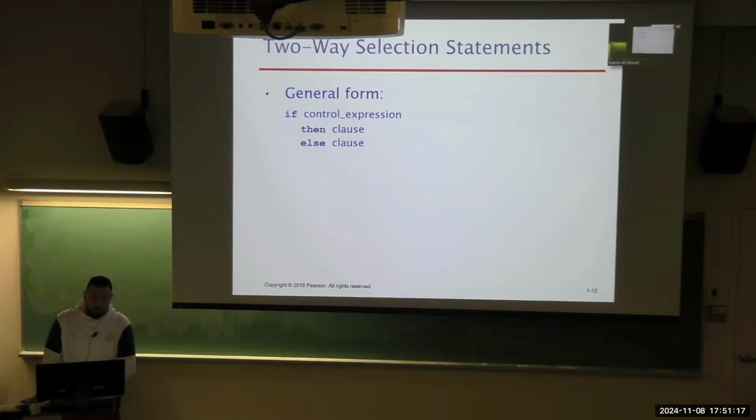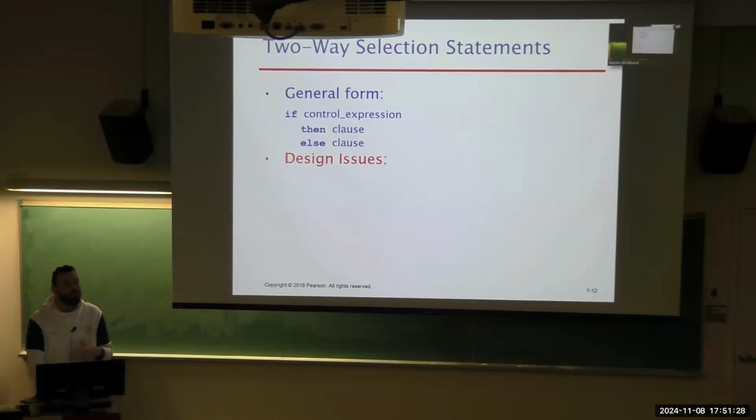So the two-way selection, we're going to talk a bit about it and talk about its design issues. We're not going to talk a lot about the multiple way. The two-way selection looks like this. So what would be some of the design issues for a two-way selection? There are three main issues here.